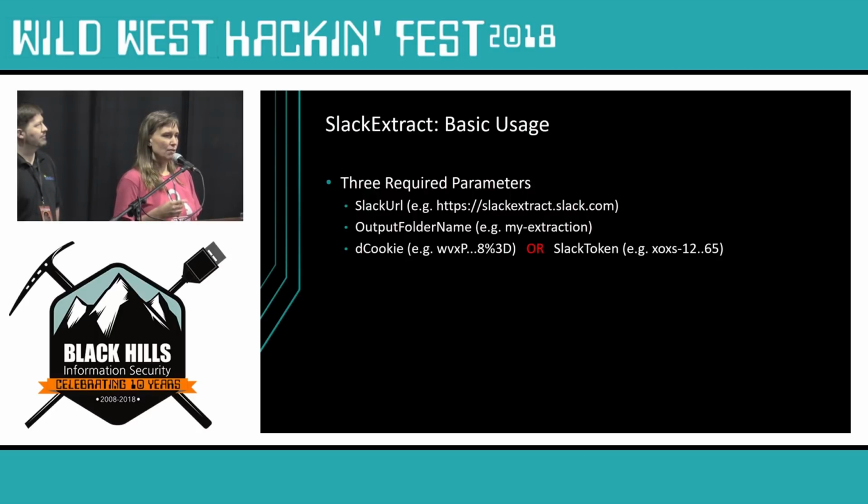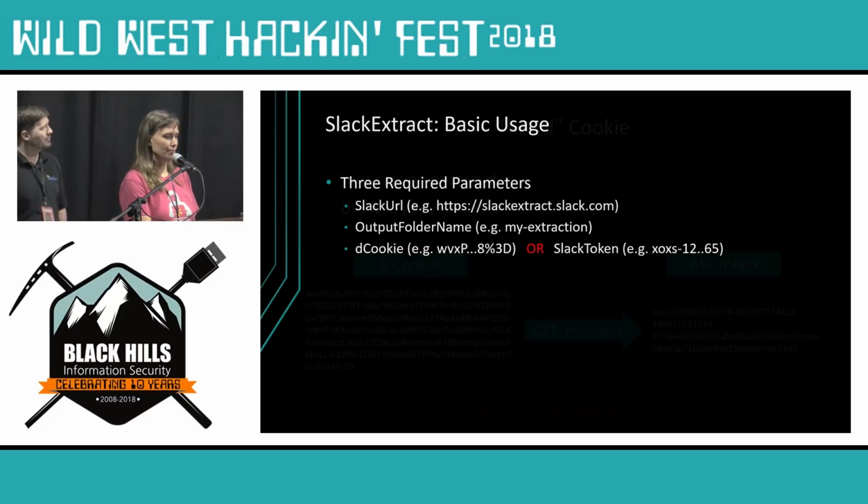And then you need to give it either the cookie that your browser generates when you log in, and I call it the D cookie because Slack gives this cookie the name of D, just the letter D. So you either need to give it the D cookie because that can be exchanged for an API token, or you can just plain give it the API token. So one of those two things is required. So there's 3 minimum parameters that you use with the script.